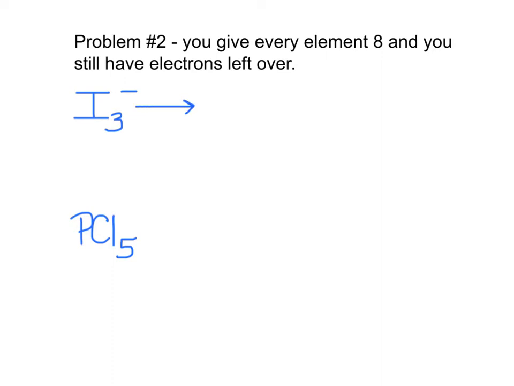Now when it's an ion, what you're going to do is total up the electrons. Iodine has 7, so you multiply that. There's 3 iodines, so there's going to be a total of 21 electrons. And you're going to add in, since this has a -1 charge, that means it has an extra electron. And so we actually are placing a total of 22 electrons.